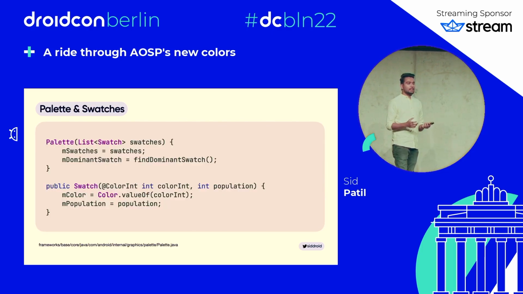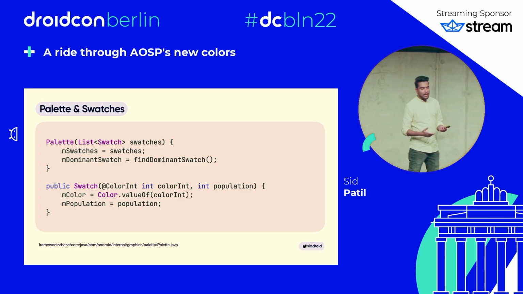How would you represent a color as a typed-out object model? A palette is made up of swatches, right? So we see there are lists of swatches, and a given palette may have a dominant swatch. We are playing around with the most dominant color here. So we have the dominant swatch, and a swatch is simply a way to represent a given color.